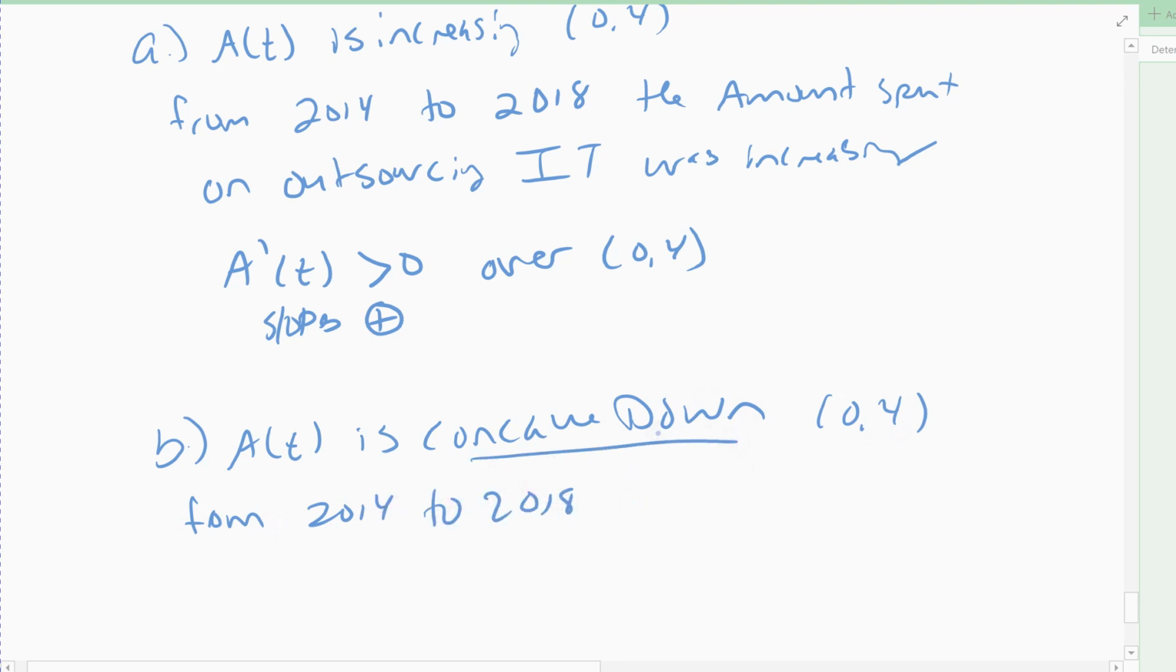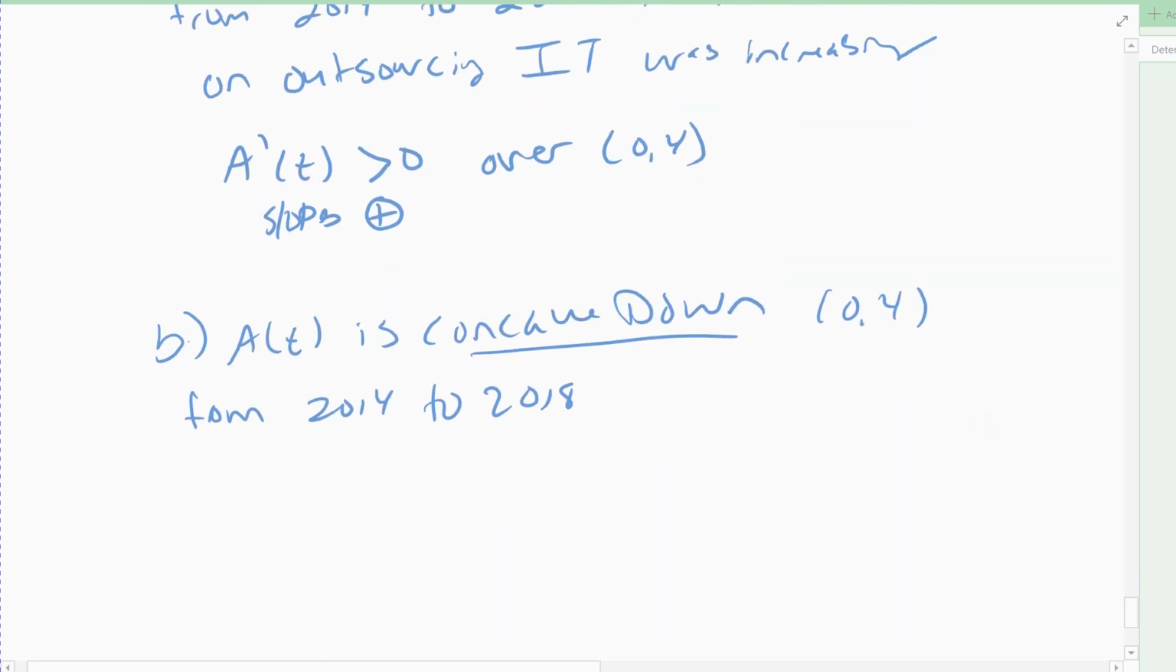So remember what concave down means. It's how fast the slopes are changing, the rate of change is changing. So since it's concave down, my rates of change are getting smaller. My slopes are getting smaller. So even though they're outsourcing, it's at smaller and smaller rates. So the rate is getting smaller.